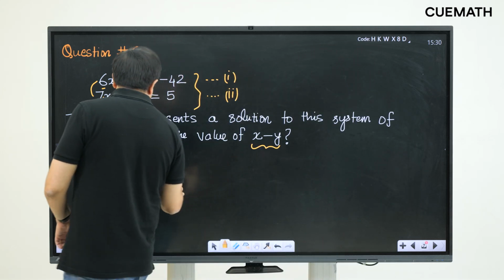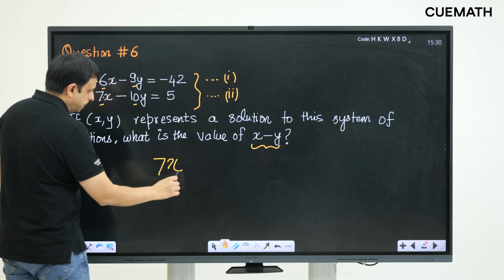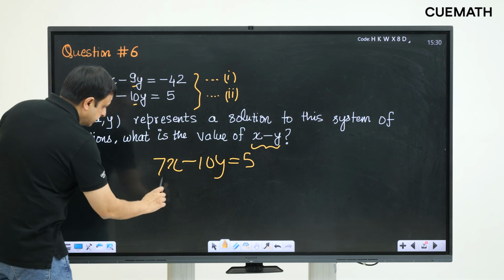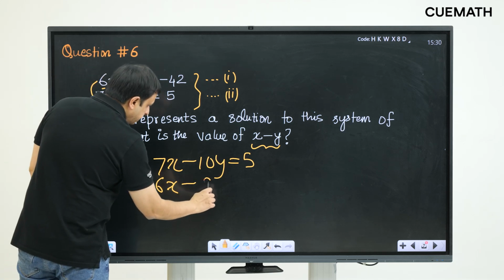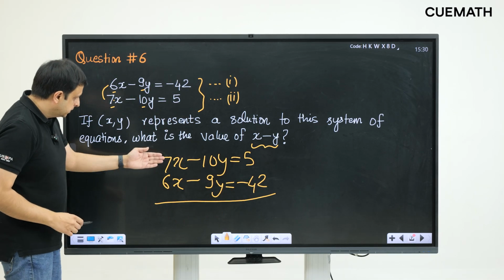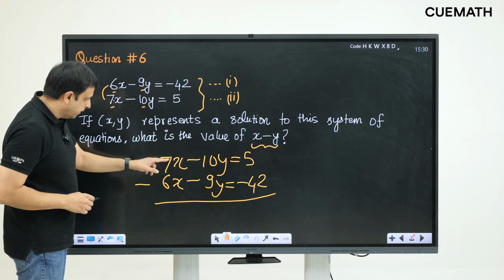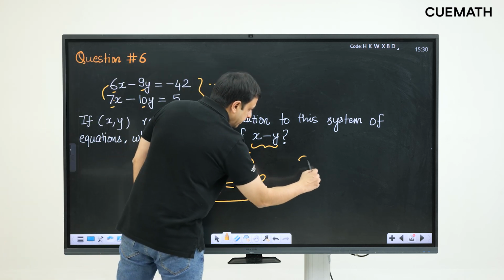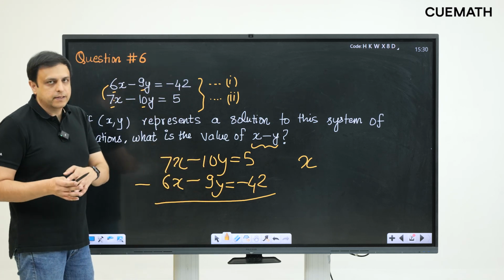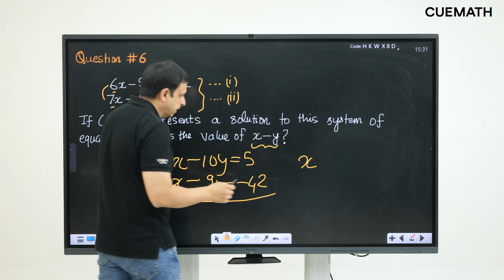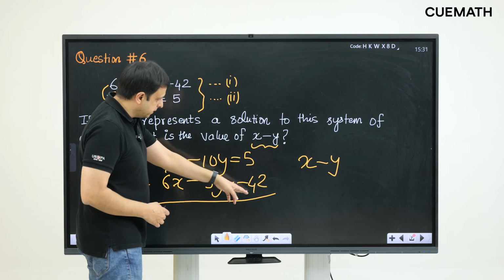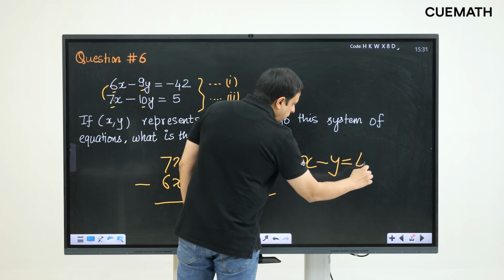So, let me write that here. My second equation is 7x minus 10y is 5, and the first equation is 6x minus 9y is minus 42, and now I am going to subtract this. So, 7x minus 6x is x. And then minus 10y, and then this minus 9y will become plus 9y. So, minus 10y plus 9y will become minus y. So, x minus y on the left side, and then on the right side I will get 5 minus minus 42, that will be 5 plus 42 or 47.